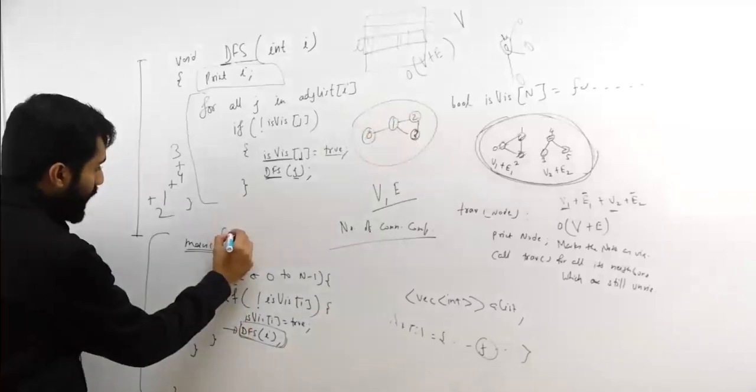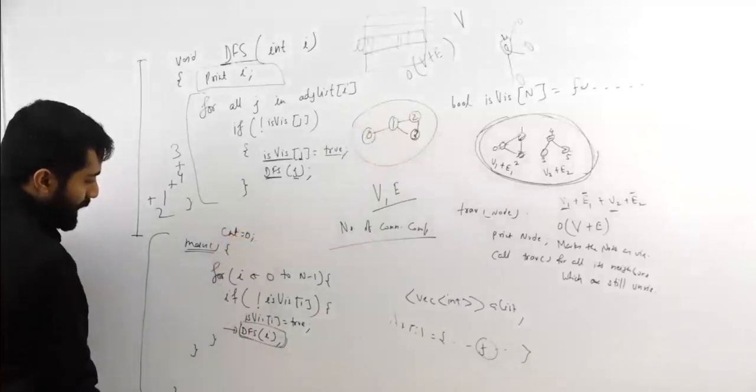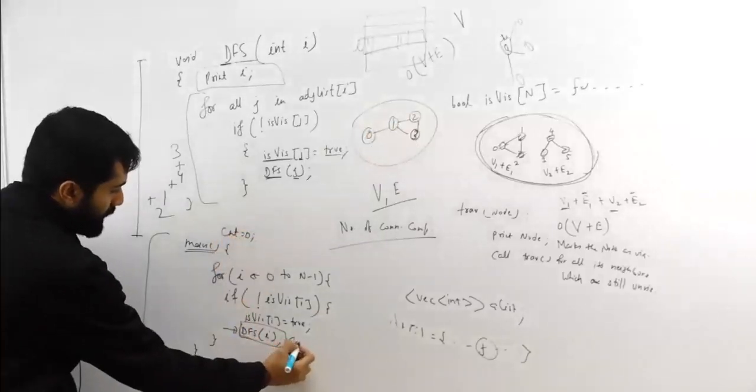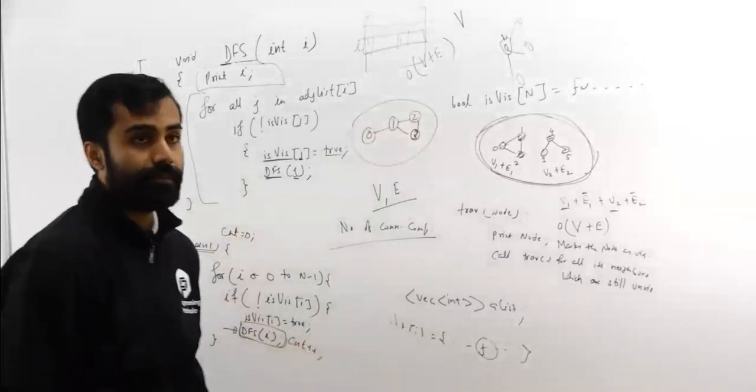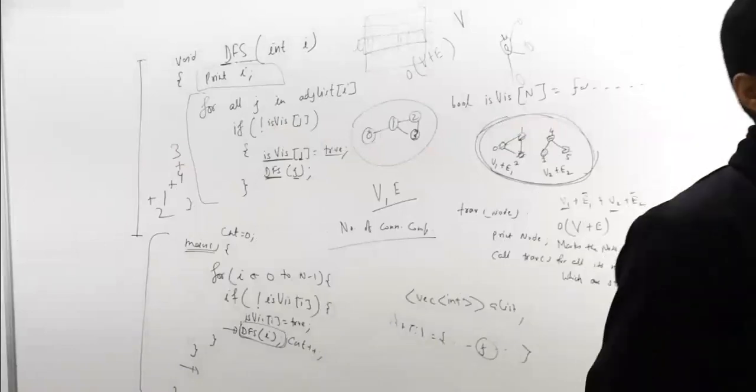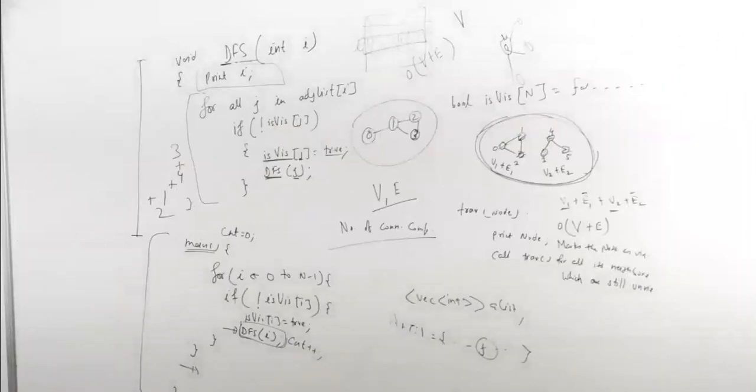So I can have a count variable which is initially 0, and whenever I have to make this call, I can do count plus plus, and whatever is the final value of count, that will be the total number of connected components. As simple as that. Is that making sense? How many of you get that?